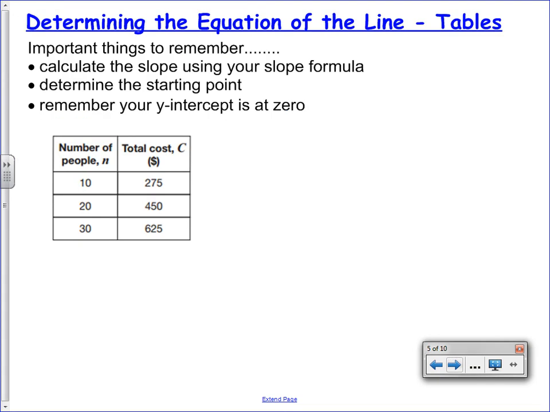Our last one here, determining the equation of the line. When we talk about tables, important things to remember: calculate slope using your slope formula, and determine the starting point. Remember your y-intercept is at 0. Sometimes when we're given a table, we have to work backwards. So I'm going to start, and I wanted you to tell me, what is my b here? What would I have to do to solve for b?